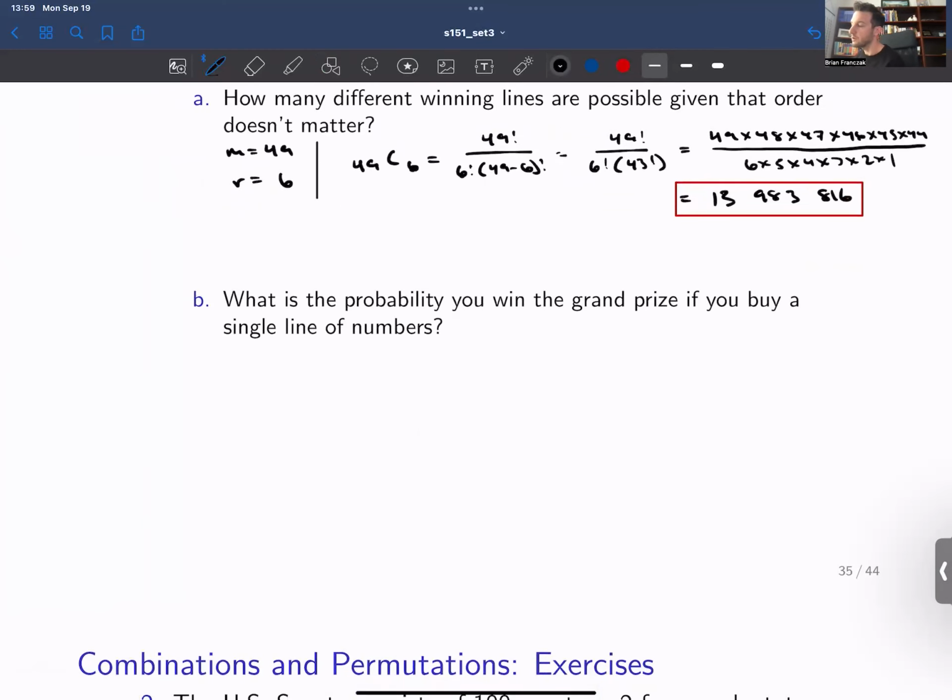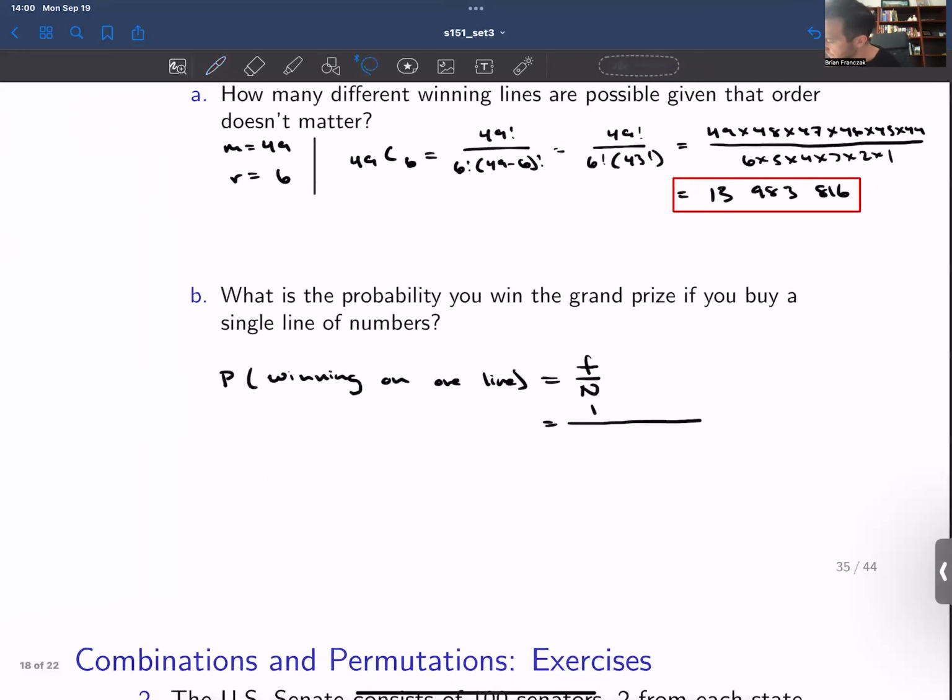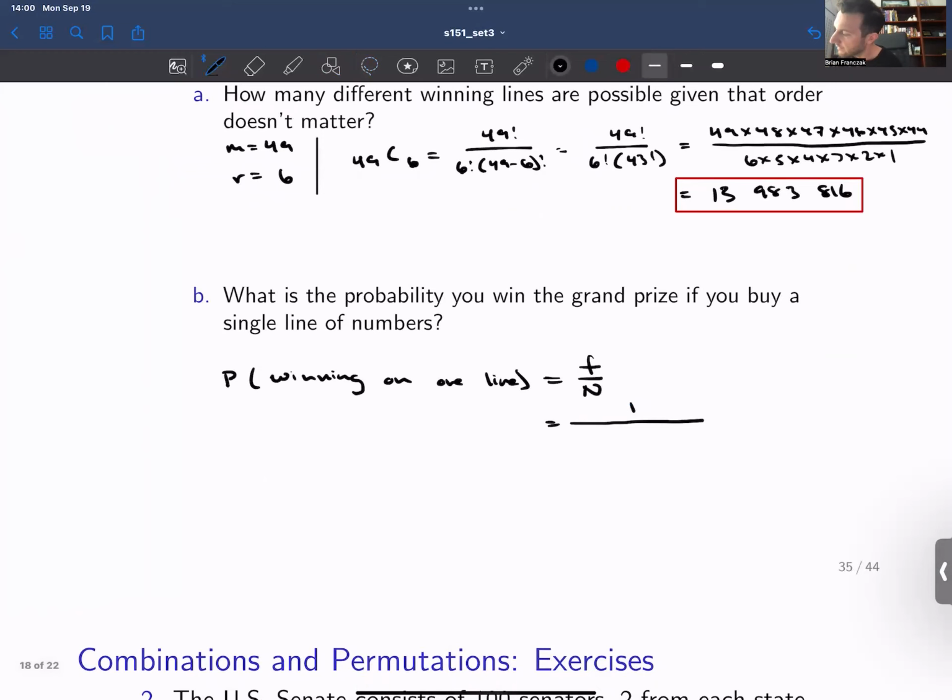All right, what is the probability you win if you buy one line of numbers? Well, the probability of winning on one line is a fundamental probability problem. So we have little f over n. If we buy one line, the number of ways we can win is 1. There's only one possibility for winning, right? And then that's going to be divided by all of the possible outcomes, which we calculated in part A.